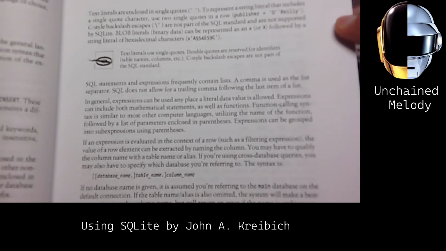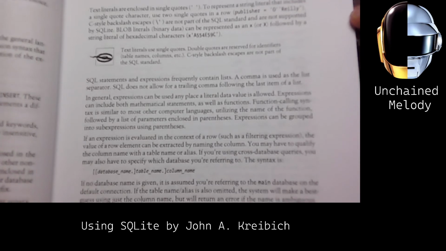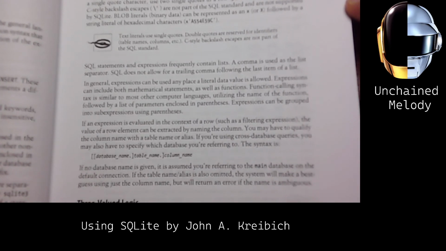Function calling syntax is similar to most other computer languages, utilizing the name of the function followed by a list of parameters enclosed in parentheses. Expressions can be grouped into sub-expressions using parentheses. If an expression is evaluated in the context of a row, such as a filtering expression, the value of a row element can be extracted by naming the column.